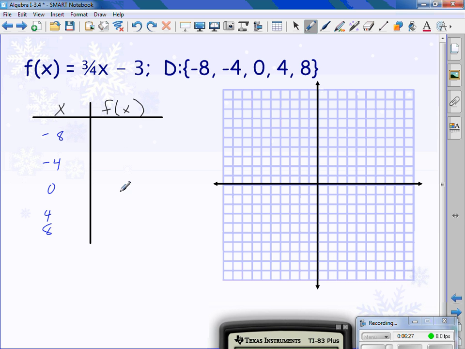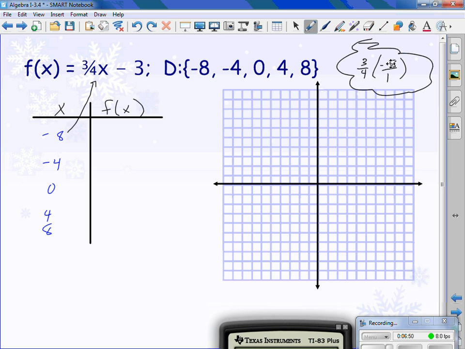Put the domains into the function. So I'm going to put negative 8 in for x. 3/4 times negative 8. So I'm going to do this in my head. This is my bubble work. 3/4 times negative 8. This is actually negative 8 over 1.